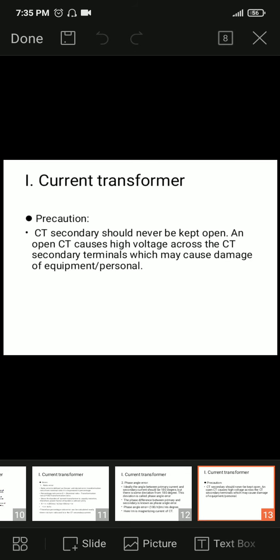Precaution: current transformer secondary should never be kept open. An open circuit causes high voltage across the CT secondary terminals, which may cause damage to equipment or personnel.